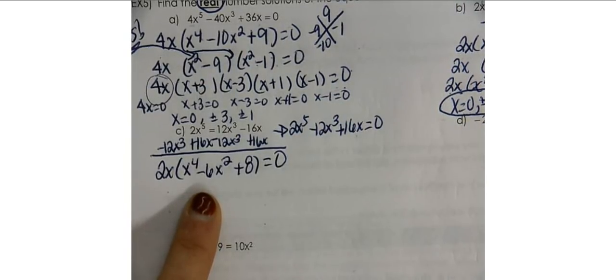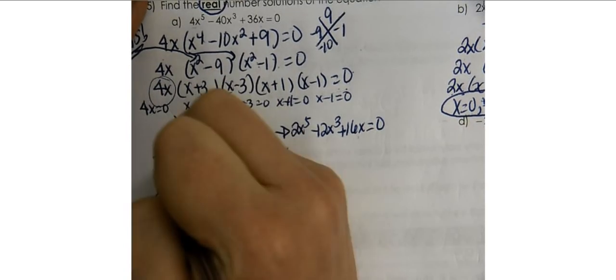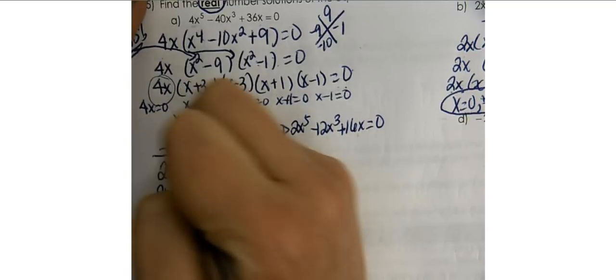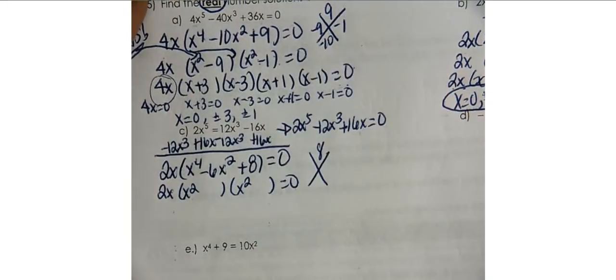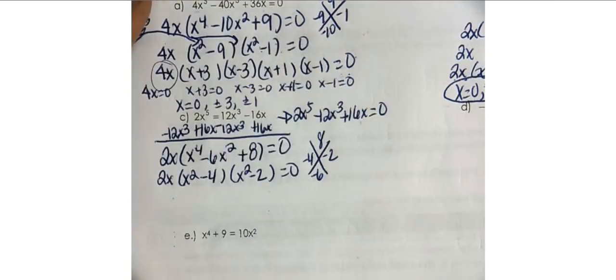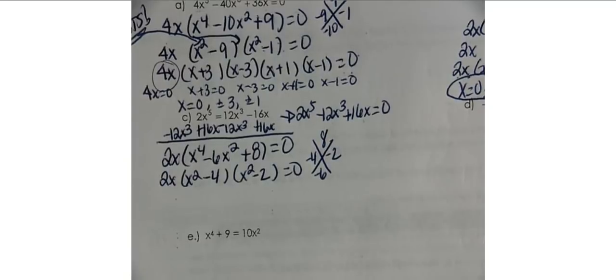So now I'm going to split this apart into two parentheses. Splitting apart the x to the 4th into an x squared and an x squared, I need to figure out what two numbers multiply to equal 8, but together add to equal -6. And that's -4 and -2. So I'm going to write x squared minus 4 and an x squared minus 2. Hopefully you're used to this by now.